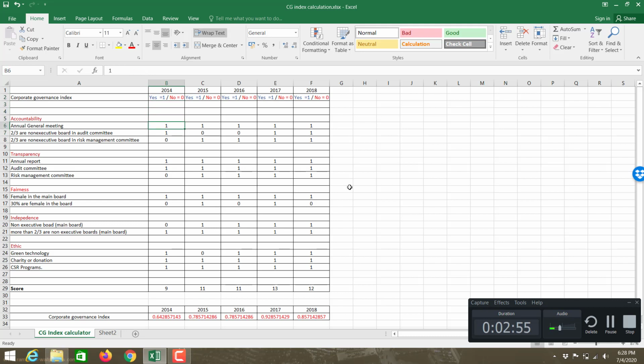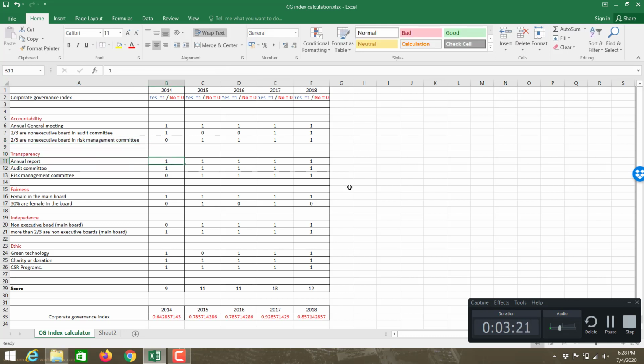Let's say in my data, annual general meeting, they do have it, that's why I put 1. If they don't have it, like your case maybe, you have to put 0. But in my case, I put 1 because I have it. And 2/3 non-executive in the audit committee, they do have, that's why I put 1. 2/3 non-executive in risk management committee, they don't have it, that's why I put 0.